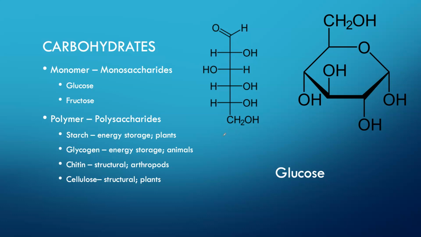The one on the left is a linear representation. All of the atoms are the same in both of them. It's just that the structure on the right is a ring structure, and the one on the left is a linear structure. Depending on the conditions, glucose can exist in either the ring form or the linear form. It's more common that we will see it represented in the ring form that you see here.